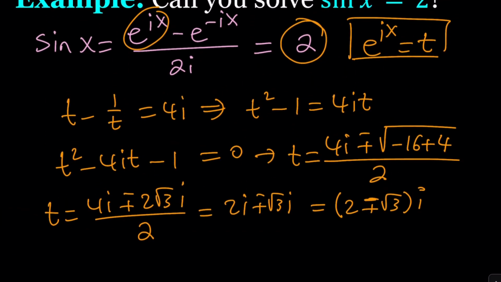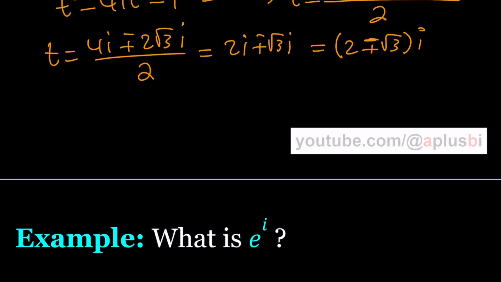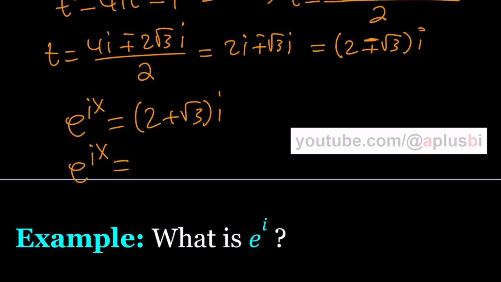But what is t? t is e to the ix. e to the ix is equal to this. Let's just take one of these and see how this goes. And I'm going to try to keep it real simple. You can write this as follows. This is a multiple of i, so it's going to appear here. So in other words, its modulus is going to be 2 plus root 3. And its argument is going to be pi over 2. So we can write this as e to the power i times pi over 2.